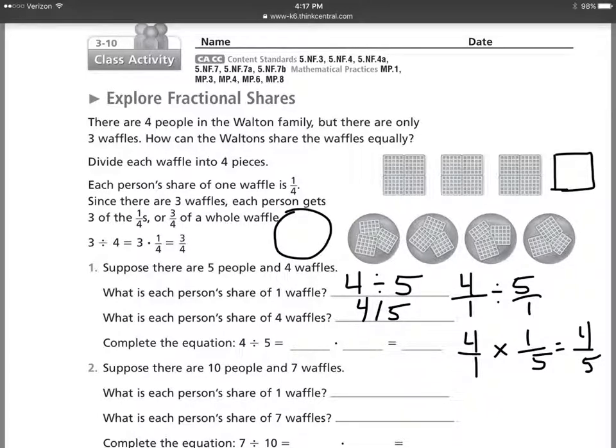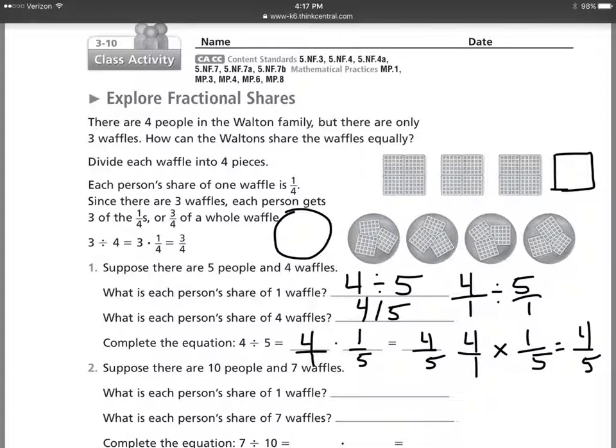And we can complete our equation down here. They've already written the 4 divided by 5, which is the same as 4 times 1 over 5. And that 4 becomes 4 over 1, and then multiply straight across, and you get 4/5.